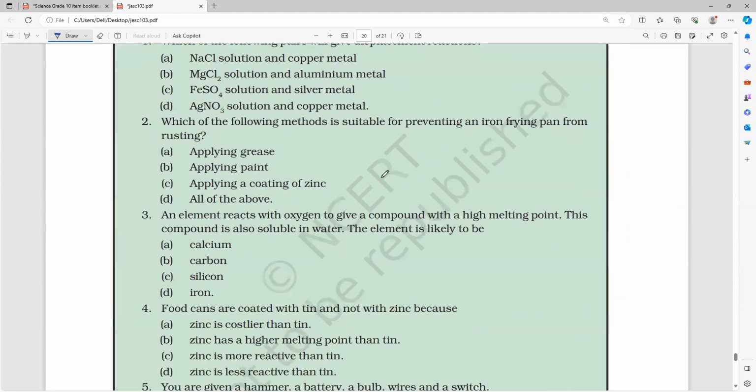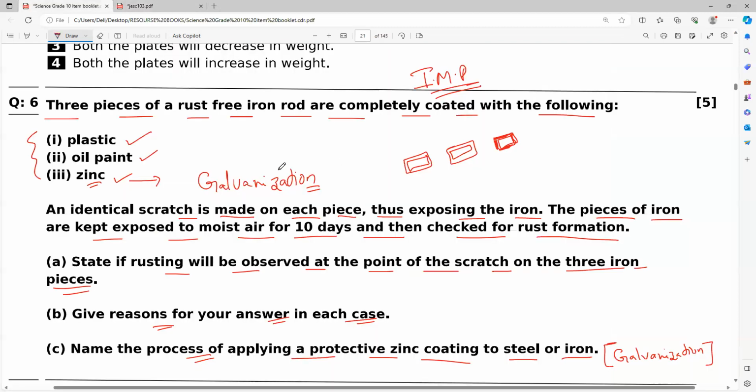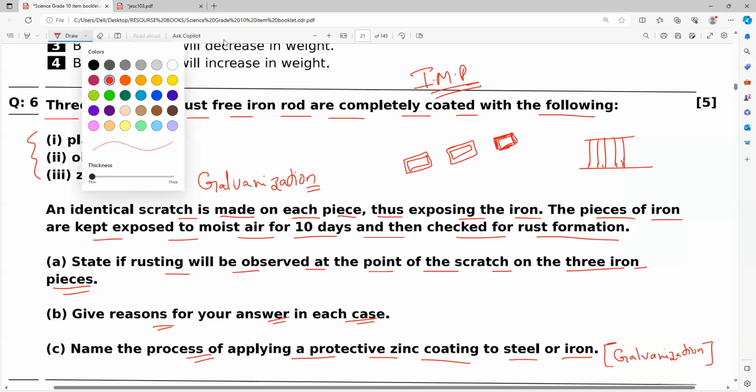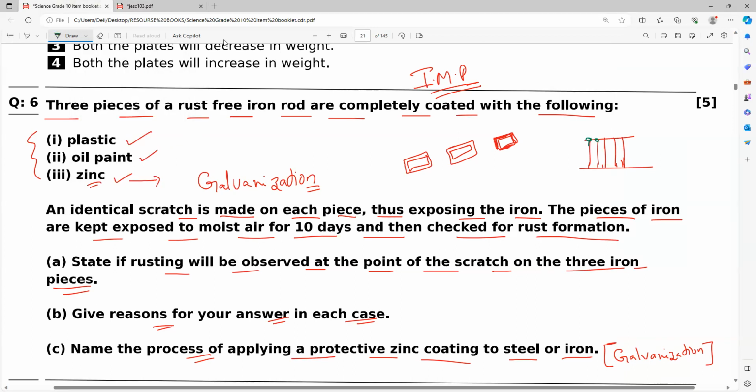You please write it. Remember, plastic and oil paint. In front of your house you have a gate. Have you noticed it? On an iron gate, wherever the paint is damaged, definitely the corrosion will start there. Am I right, everybody? Will you all agree with me? Wherever the paint is damaged on our iron gate, that region will definitely start corroding. Correct or not, guys? Yes, sir.